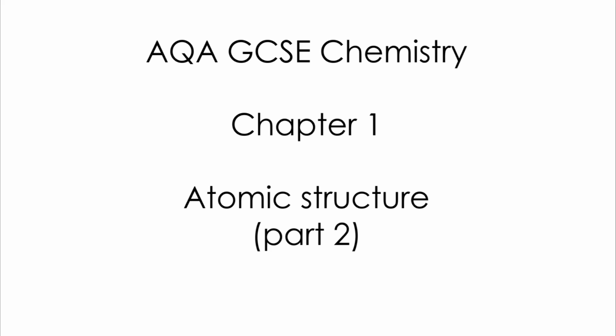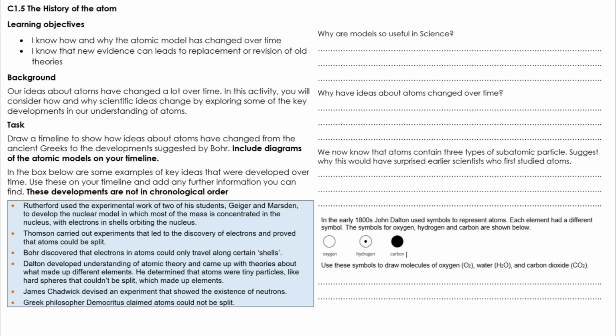This is part 2 of chapter 1, Atomic Structure for AQA GCSE Chemistry. So we're going to jump straight in with the history of the atom. And there are questions that come up on this very, very regularly. We've got to have an awareness of how this developed. So we're going to start here though with a few questions about models and how ideas change over time. So try these, then we'll review the answers.